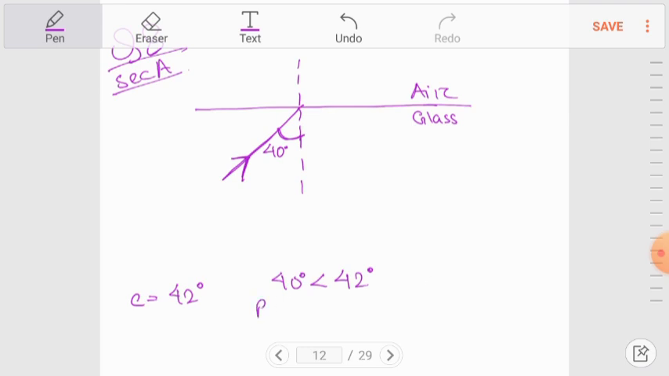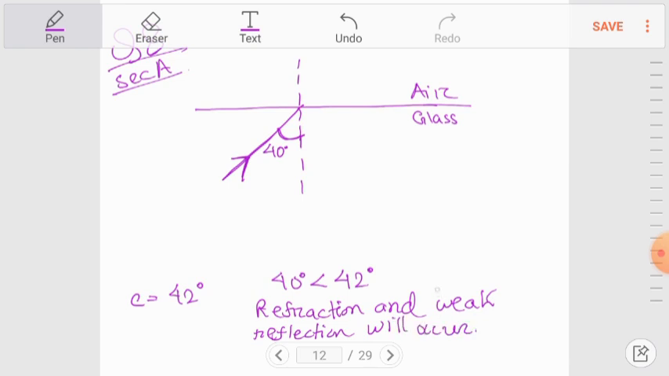So here both refraction and weak reflection will occur, and therefore the diagram would look like some rays escaping from the glass medium, that is the refracted ray, and some rays will be reflected, very weak rays. So this is the diagram. That's how it would look if the angle of incidence was 40 degrees.